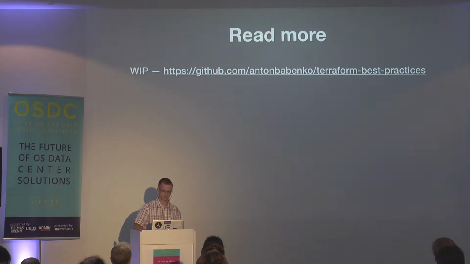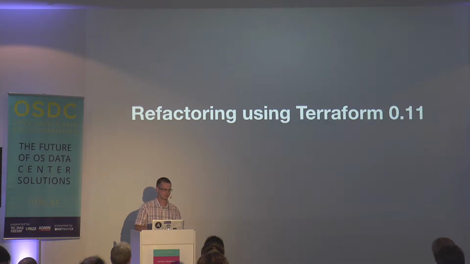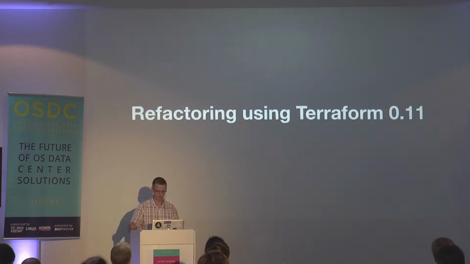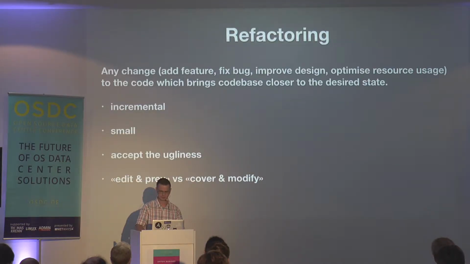So another thing which is very important to understand when we write code is what's going to be next in Terraform 0.12 and so on. So 0.11 is currently available, and it has certain limitations which I pointed out before. The biggest one is, of course, that it's not possible to use counting lists and so on. But let's look into refactoring and what it actually means. Refactoring is just adding any change, which means adding features, fixing bugs, optimizing different resource usage to the code, which brings the code base closer to the desired state.